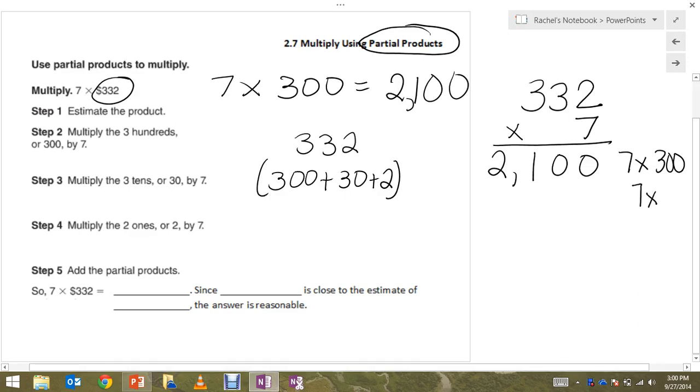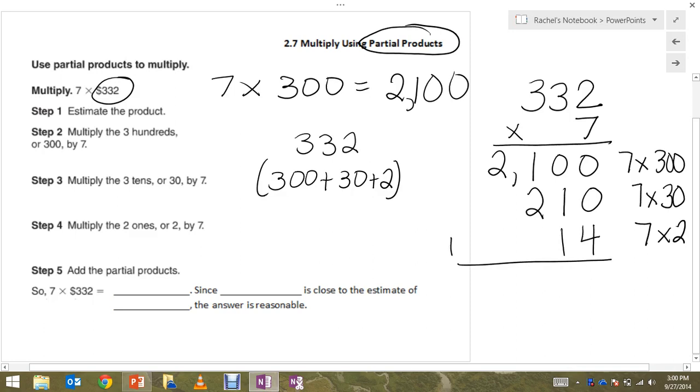The next problem is multiplying the tens, and we have 3 tens, or 30. 7 times 3 is 21, and then adding a 0, so it's 210. I'm going to line up the ones, the tens, and the hundreds. And lastly, 7 times 2, 1, which is 14.